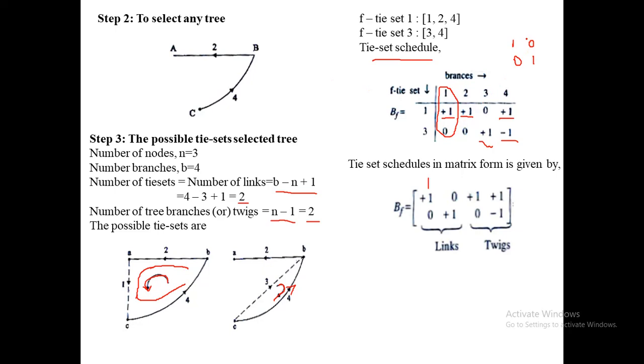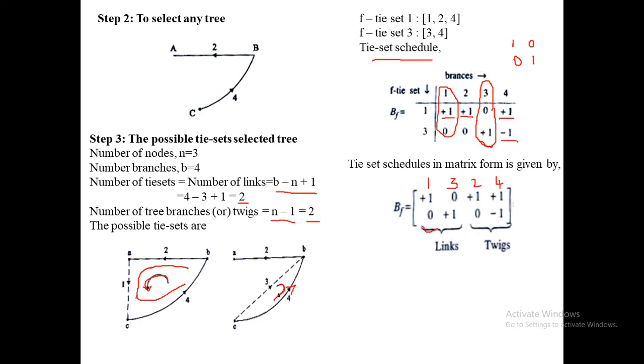Next, we know that the next column is 0, 1. Comparing this, branch 3 is having 0, +1. For that, next we have to write the branch 3 value. Branch 3 value is 0, +1. The remaining values we have to write the same. Here this is branch 2 value +1, 0. This is the branch value 4, +1, -1.